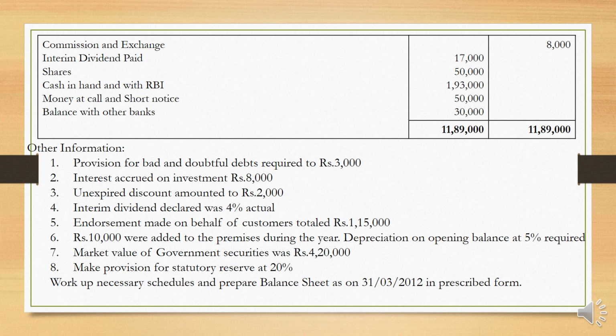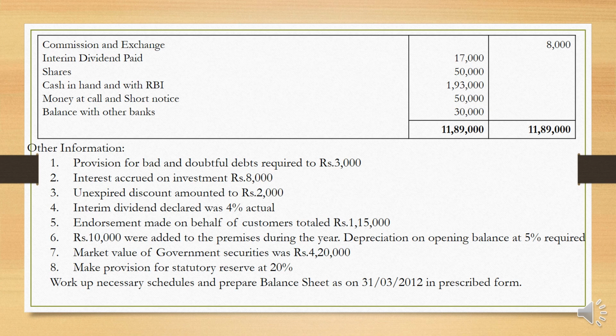Now let us have the other information. Provision for bad and doubtful debt required is 3,000. Interest accrued on investment 8,000. Unexpired discount amounted to rupees 2,000. Then interim dividend declared was 4%, say 4% on the total capital. Total capital we have is 5 lakh.